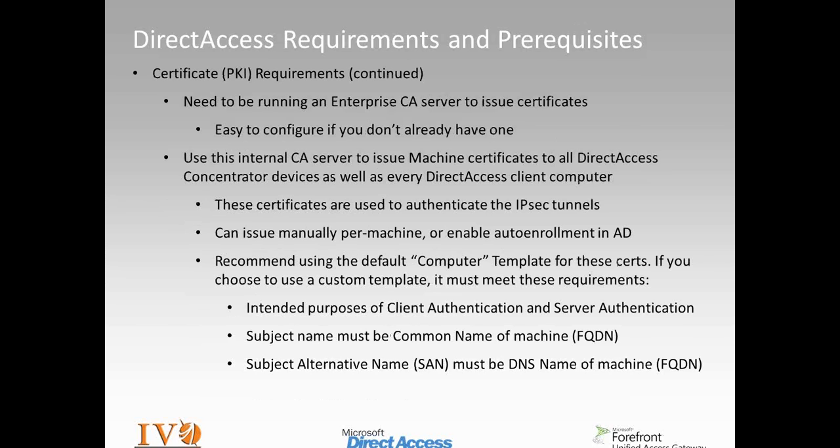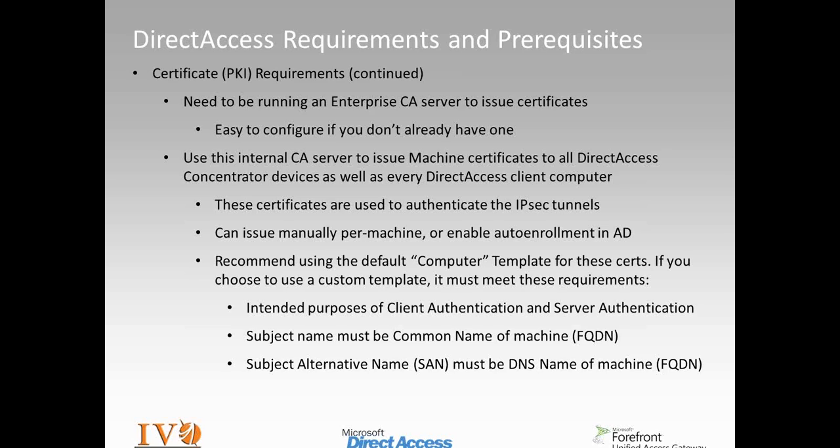And then the third place that certificates are used are the actual machine certificates. One thing we didn't talk about yet, I guess in detail, is that DirectAccess traffic is all IPsec traffic. And so to be able to authenticate and encrypt the IPsec tunnels, we need to have machine certificates on both sides of the connection. So the only real requirement for these certificates is that you simply have to have a CA server running in your environment. Most companies that I talk to have one already, and so if you do, your requirement is met. It's just a matter of issuing the certificates from it.